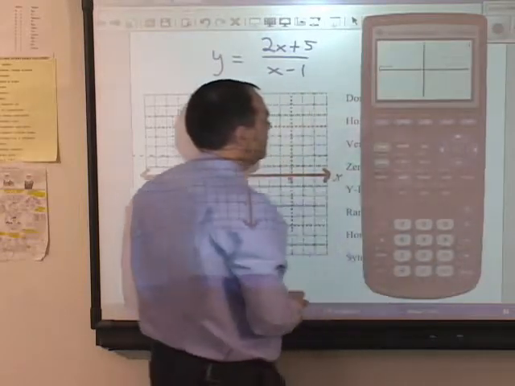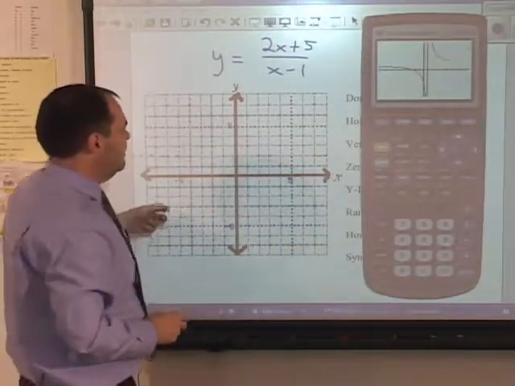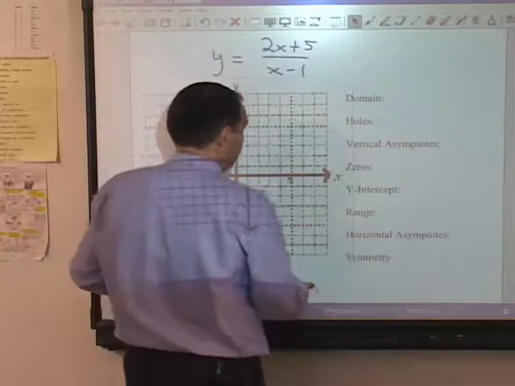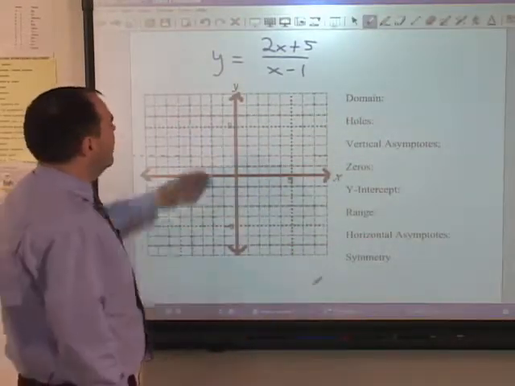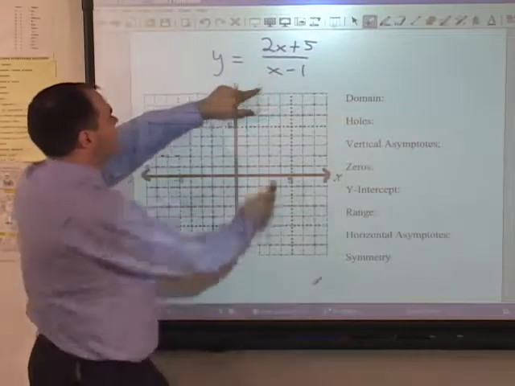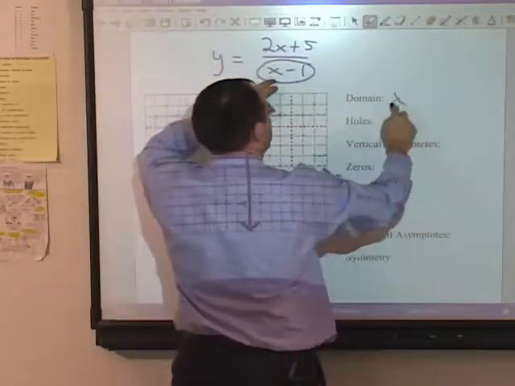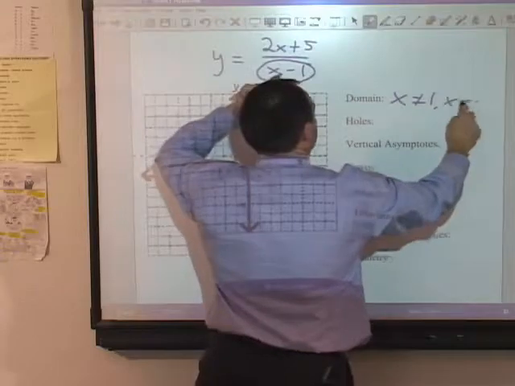And you can do that on the other side and see that the same type of thing is happening. All right, so let's go back to our main board here and put some of this stuff together. First of all, our domain we determine by the values of x where the function is undefined. That's at x equals 1, so x can't be 1, but it can be any other value of x.